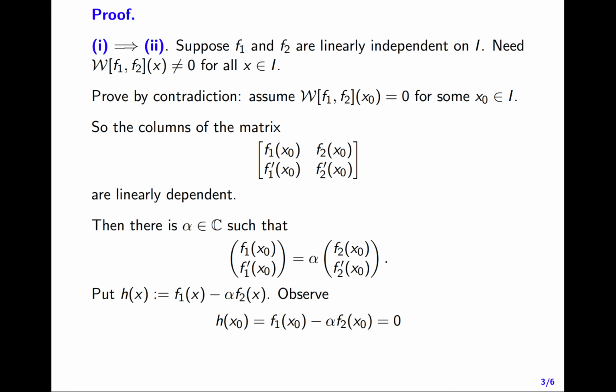Well, just from my vector relation above, h of x0 is F1 of x0 minus alpha F2 of x0. So I just subtract the corresponding first entries in my vectors above, F1 of x0 minus alpha F2 of x0. That has to be 0. And likewise, if I take h prime of x0, that's F1 prime of x0 minus alpha F2 prime of x0, and that is also 0. So it looks like h at x0 and h prime of x0 are 0. These sound like nice initial conditions for an initial value problem.